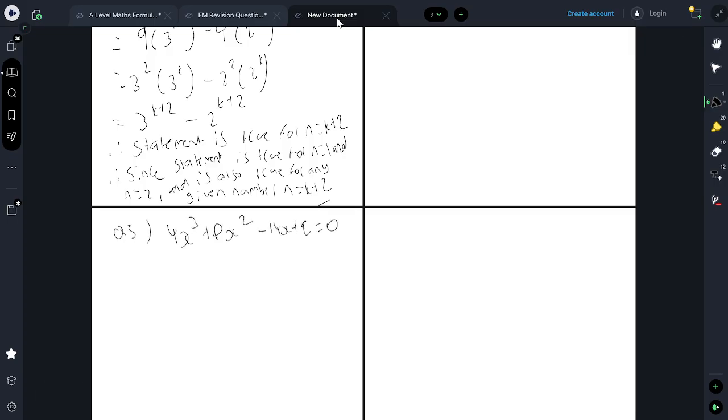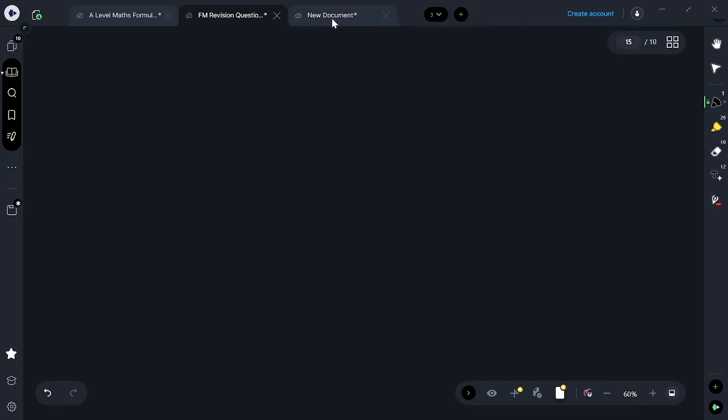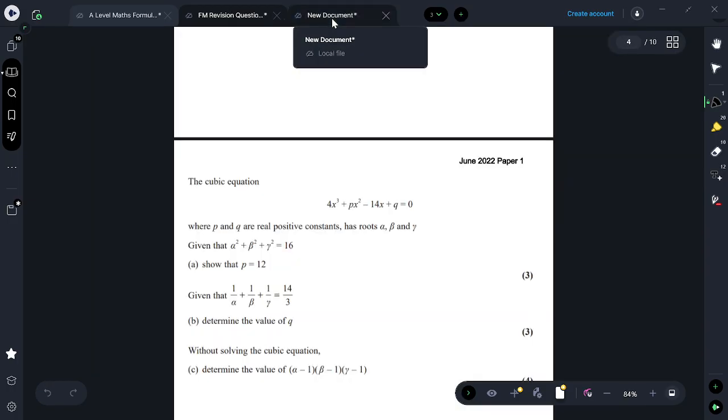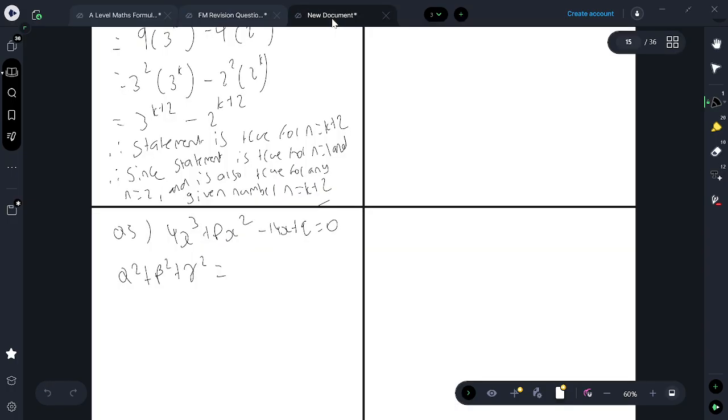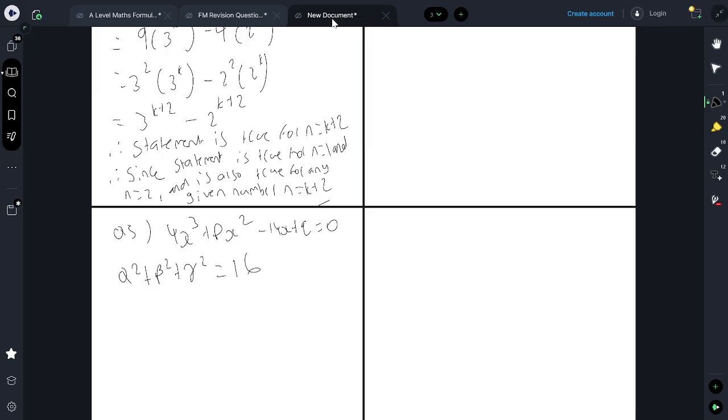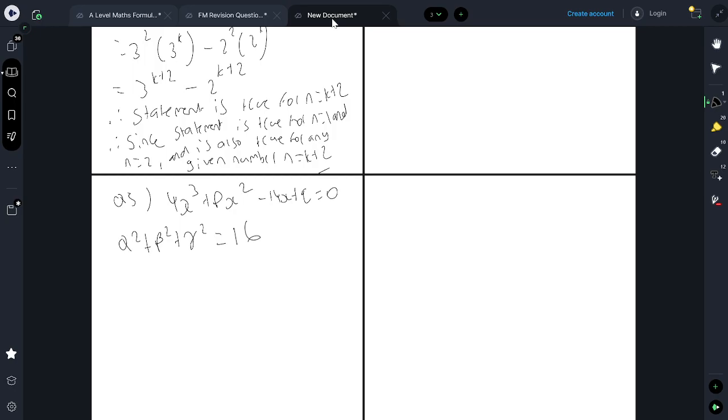And we are given that when the roots are alpha, beta, gamma, that alpha squared plus beta squared plus gamma squared is, what was it? It was 16. And we need to show that p is 12. Okay. Well, this is roots of polynomials, so you're going to need to look at the coefficients, right?